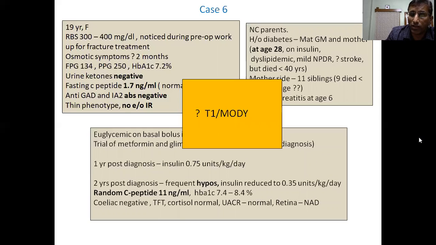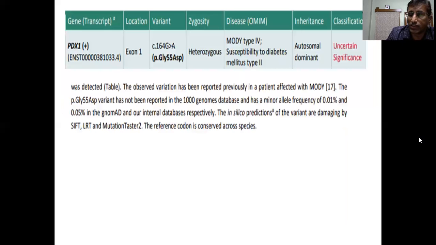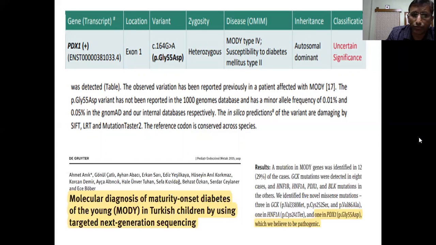So we thought she might be more of a MODY. So we did a genetic MODY panel, and we found a heterozygous variant in the PDX gene, which falls under the MODY type 4 classification. And PDX is a gene which encodes a transcription factor, insulin promoter factor, which increases insulin gene promotion, and it is involved in glycemic responsive insulin secretion. A homozygous form of the same gene mutation presents as neonatal diabetes, which is characterized by agenesis of the pancreas and exocrine deficiency. A similar variant was also found in a Turkish cohort, and they also believed it was pathogenic.